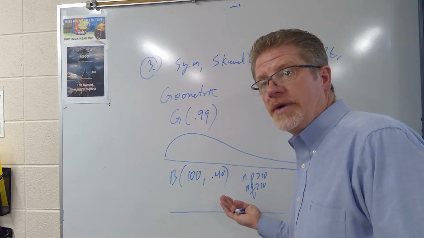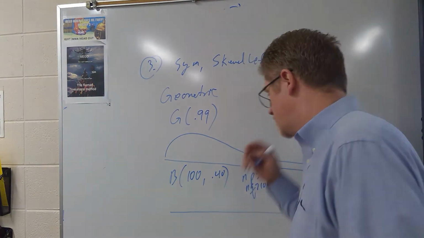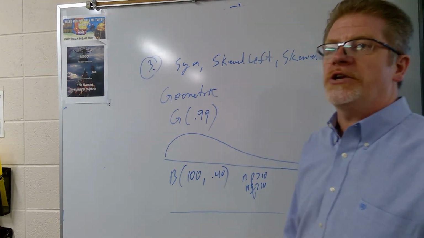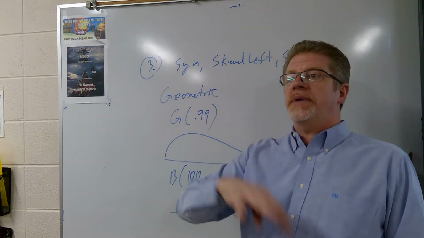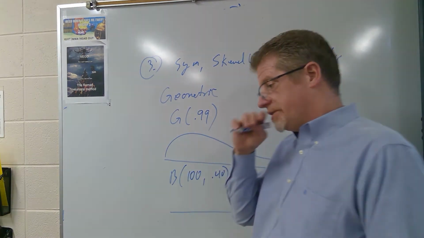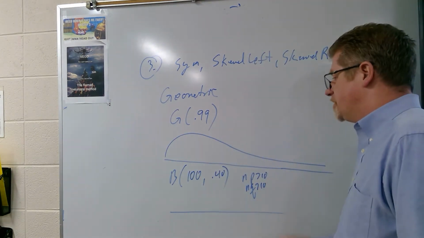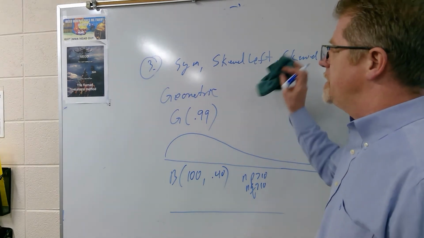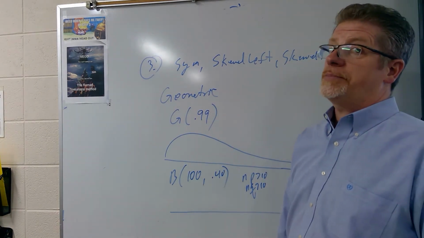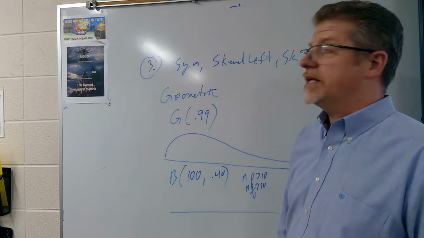The only time a normal model is appropriate is when it's symmetric. So that's how you'll know whether a binomial model is symmetric, skewed left or skewed right. It depends on np greater than 10, nq greater than 10. So that's all I wanted to do with example 3, was just discuss that symmetry issue.